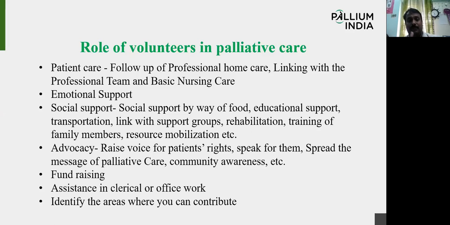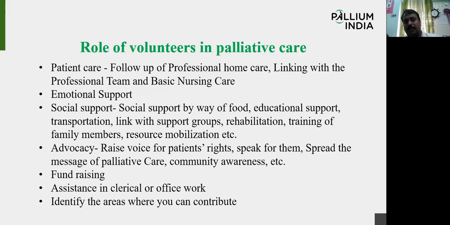Whenever they celebrate some celebration in their family, they'll be keeping something for palliative care needs, for palliative care activities, like the concept called share to care. Through that share to care concept, they will be keeping some money for the benefit of the people in the community. The assistance in all clerical or office work.